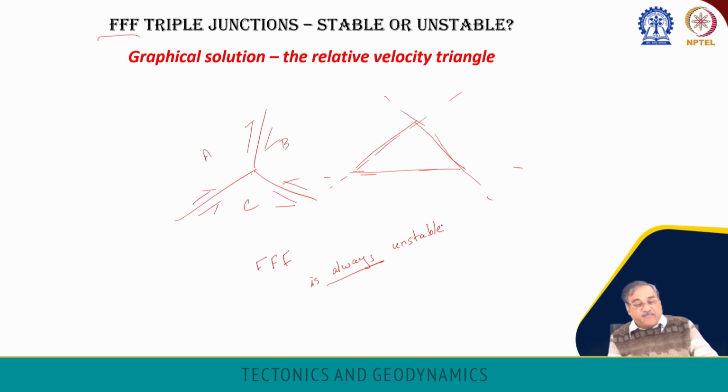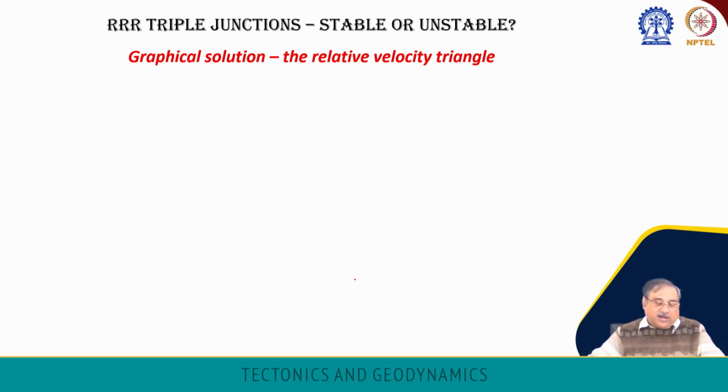Okay, an FFF triple junction is always unstable. So we know now that an FFF triple junction is always unstable. So it's a configuration that you will never actually see in nature, right? It's something that will not be seen simply because this configuration is unstable. Let's look at another kind now.